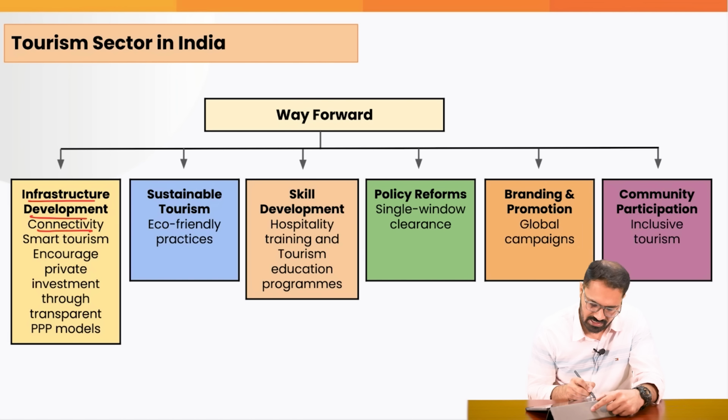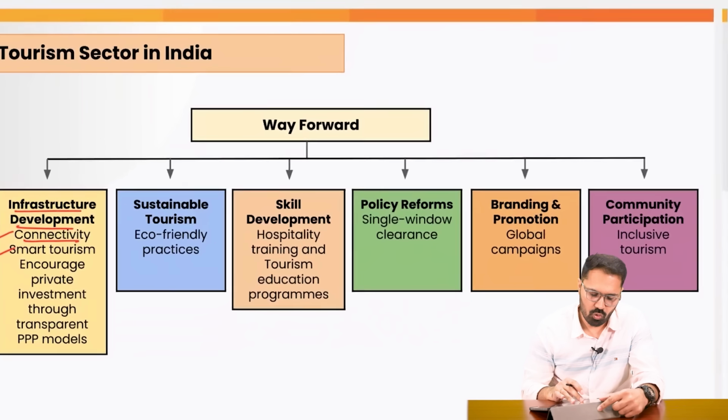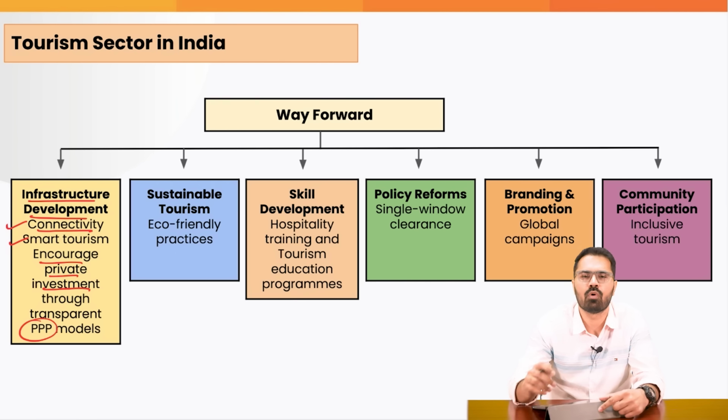We have to have connectivity. Then apart from connectivity, smart tourism. Smart tourism will happen only when we have better infrastructure and involvement of smart devices. You have to encourage private investment through PPP models.